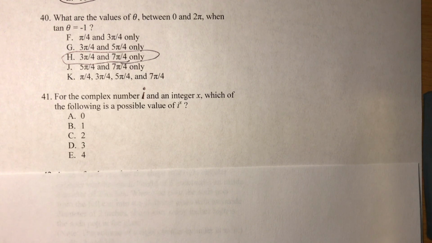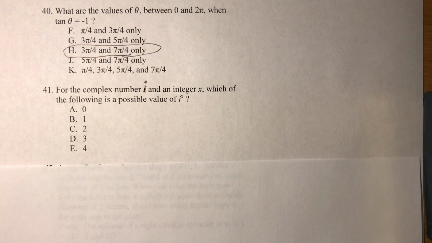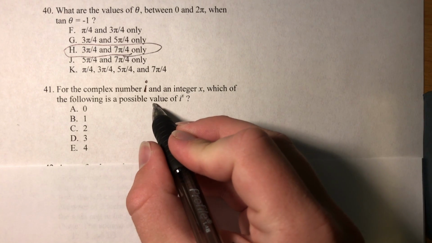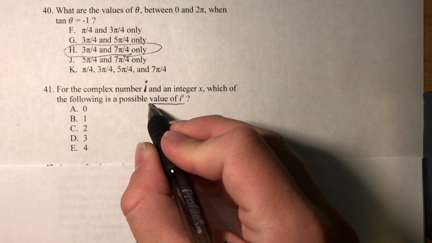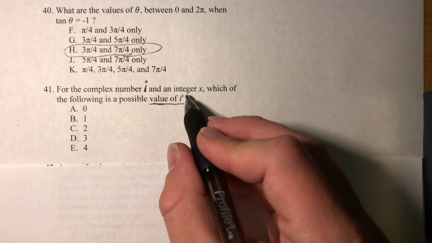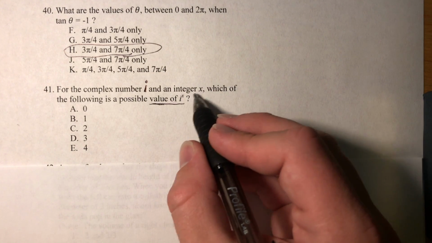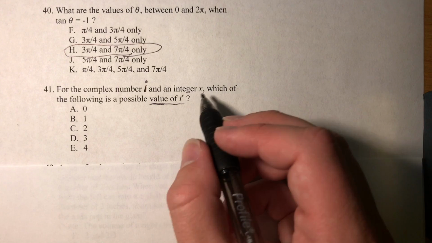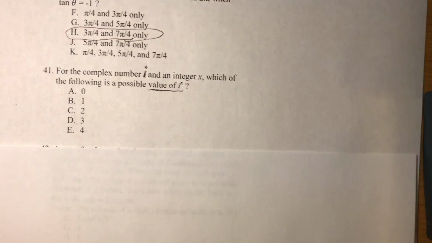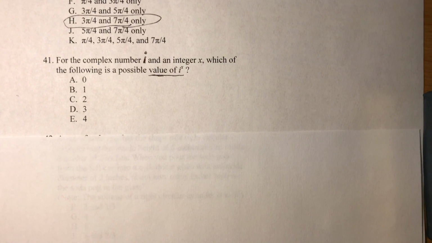Let's look at number 41. For the complex number i and an integer x, which of the following is a possible value of i to the x? So the important thing here is that they're looking for a value of i to the x. They're not looking for x, the exponent. They're looking for the value of i to the x. So let's see what we need to do here.